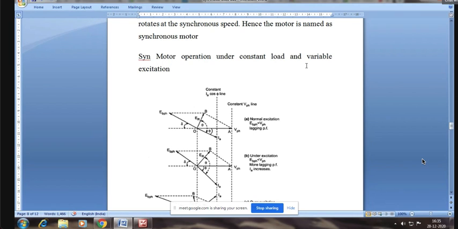Excitation, what is it? DC excitation for the rotor. So this article talks about the behavior of a synchronous motor under constant load, which means the input power being constant, and excitation being varied.